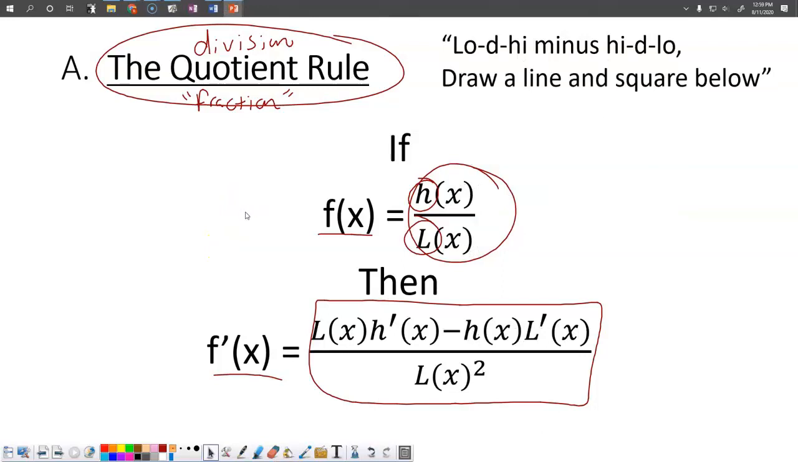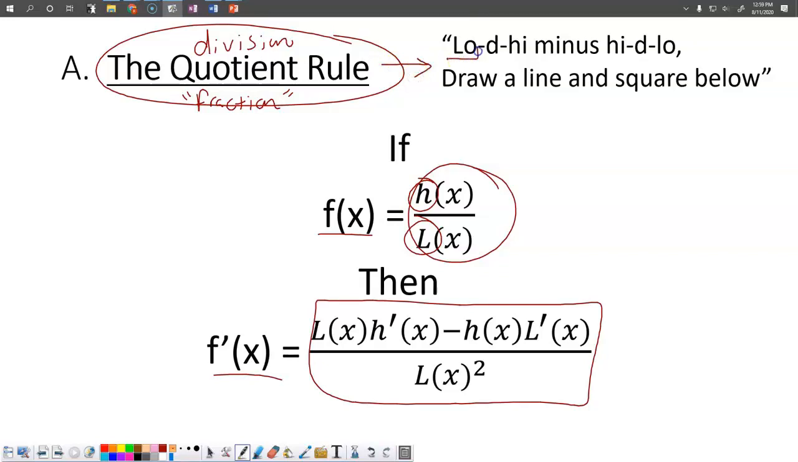It's a little rhyme. It goes like this. It's low d high minus high d low, draw a line and square below. Low d high minus high d low, draw a line and square below. So this is the quotient rule.